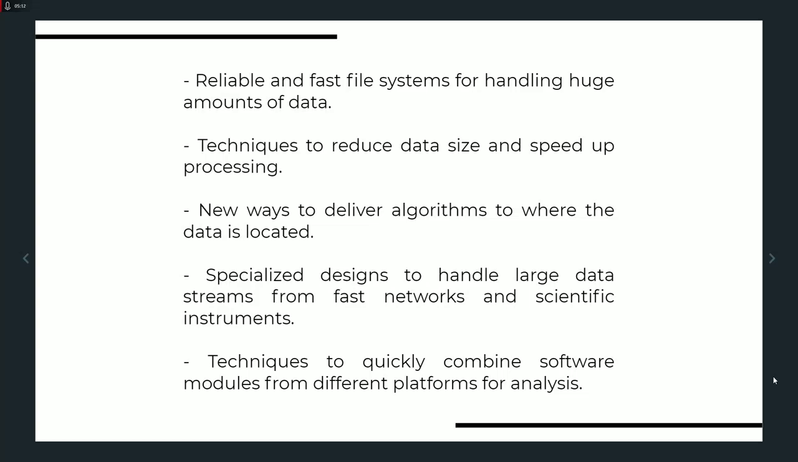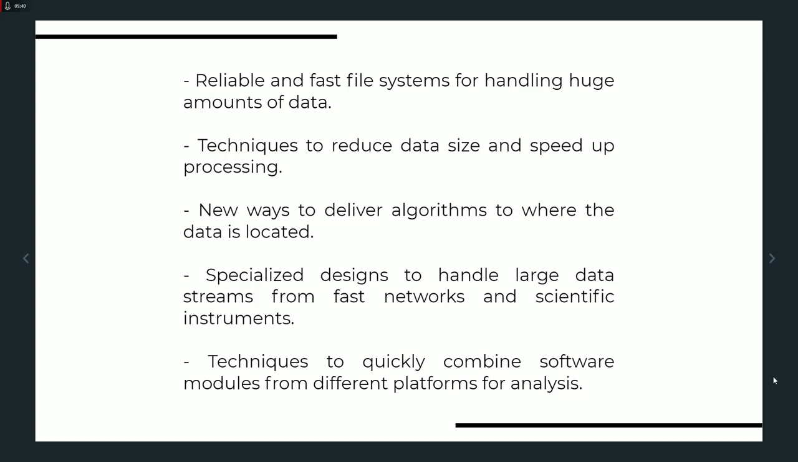Data size. Since the data size is very huge, techniques should be used to reduce this data size so the process can be sped up. Another way to deliver the algorithm to where the data is located should be found. Data in repositories is stored in many different formats and many different locations. So new ways to deliver the algorithm to these specific parts must be found.